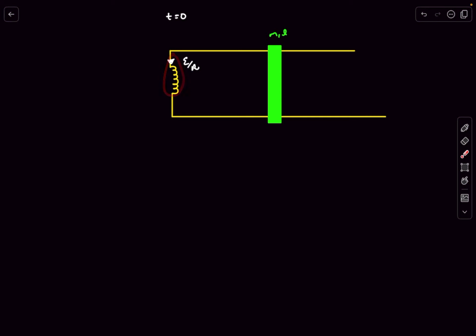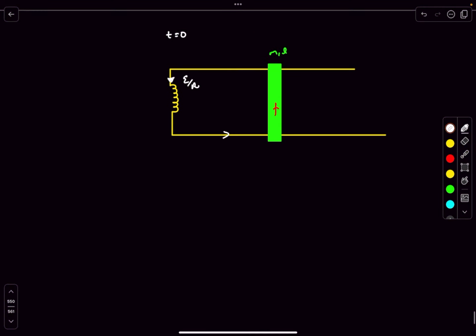Okay, so now guys, we have an inductive circuit. So there is no resistance present here. So the energy is going to oscillate between the energy stored in the inductor and the kinetic energy of the rod, and it's not going to dissipate as heat because there is no resistor present in the circuit, right?